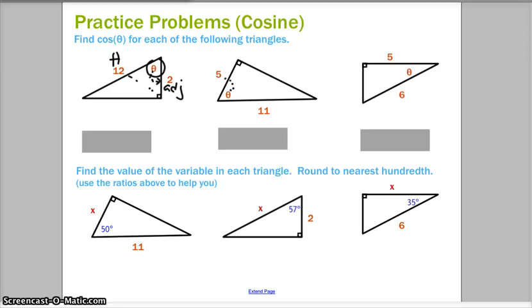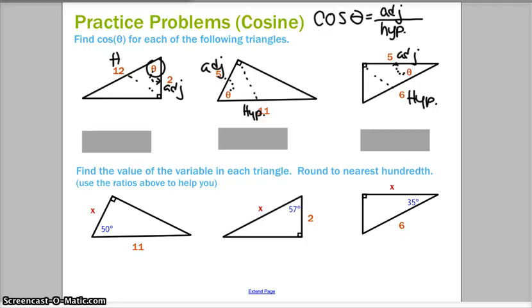One value that is adjacent and one value that is your hypotenuse. So when we set it up, we're going to be setting up for each of these the cosine of theta. And here we're using theta because we don't have a particular angle measure. Cosine always equals the adjacent length over the length of the hypotenuse.